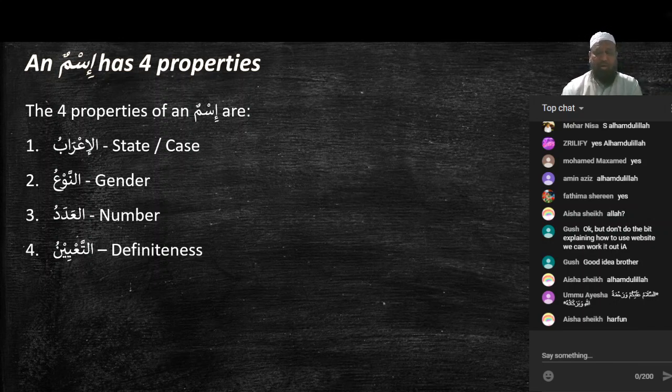Number 1, الإعراب, state or case. Number 2, النوع, gender. In Arabic, every ism will have a gender. Number 3, العدد, we need to know the number. When we see a kalima, an ism, is it giving us a singular meaning, a dual meaning, or a plural meaning? And number 4, ta'yin, definiteness. Is the ism in front of me in the sentence a definite ism or an indefinite ism?